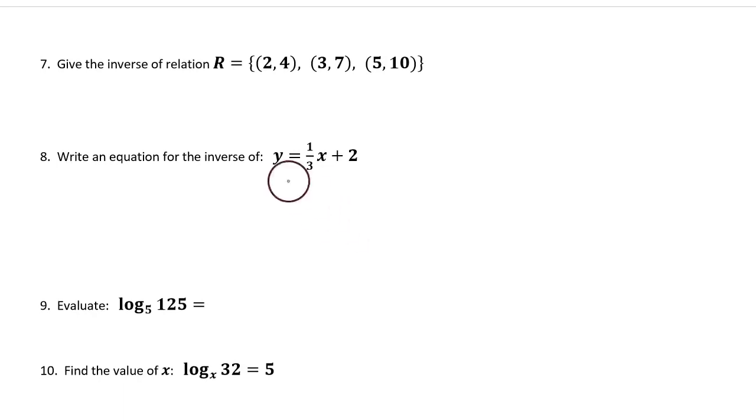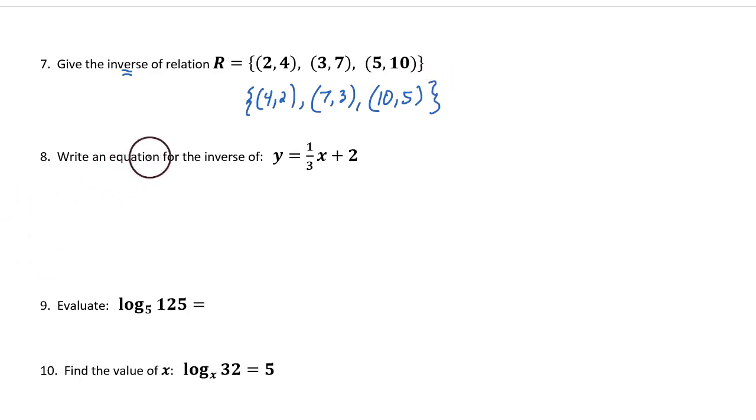Number 7, give the inverse of this relation. To give an inverse, you switch the x and y coordinates. So the first ordered pair when you switch becomes 4, 2. The second ordered pair becomes 7, 3. And the third ordered pair is 10, 5.